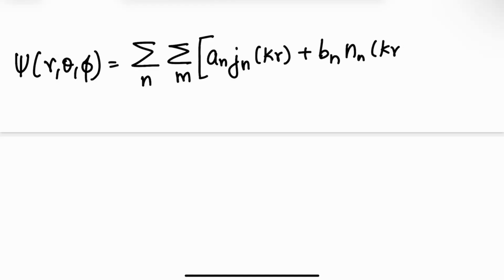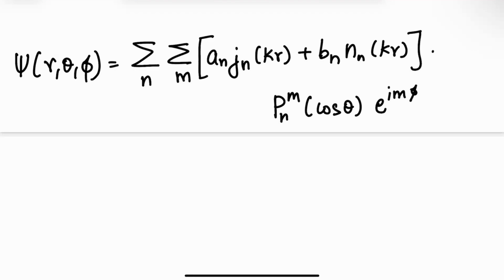Okay, so in general, I have an expansion for my psi function, which is a function of r, theta, and phi: summation over n, summation over m, which are my mu and nu index, of a_n j_n(kr) plus b_n n_n(kr), times P_n^m(cosine theta) e^(i m phi).